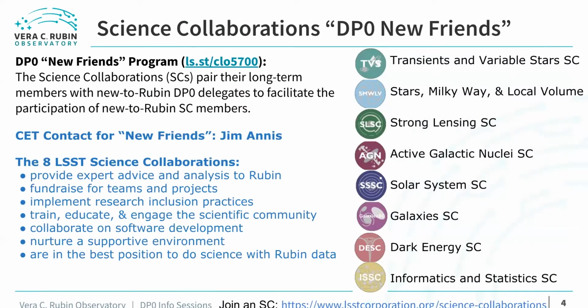Just to remind people again about the DP0 New Friends Program, Melissa has already mentioned this. There's a link to a community post about it. This program is attempting to pair science collaborations with long-term members in science collaborations, with new Rubin DP0 delegates to try to help them on board and become familiar with Rubin, the data products and services. The contact for this is Jim Annis. So please reach out to Jim or to us if you'd like to get involved in this.